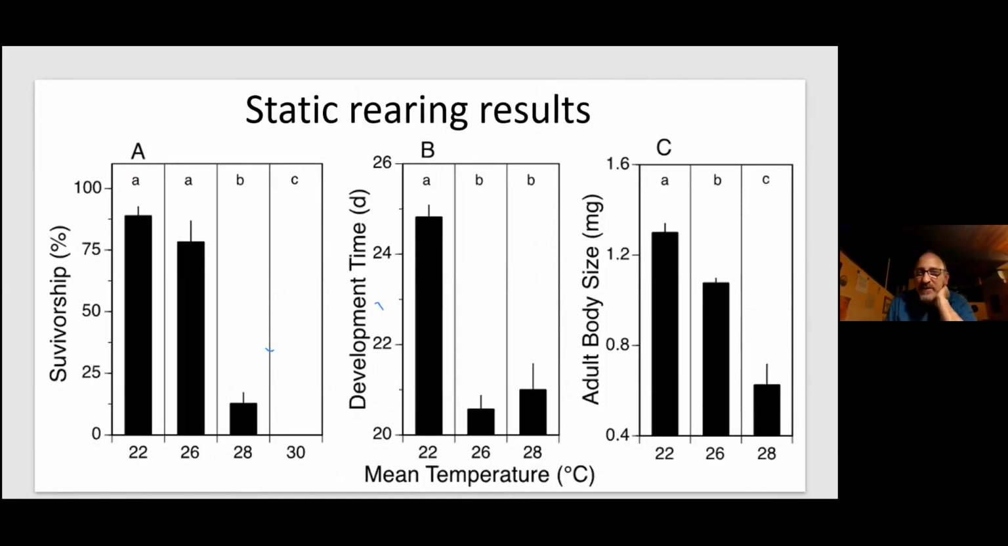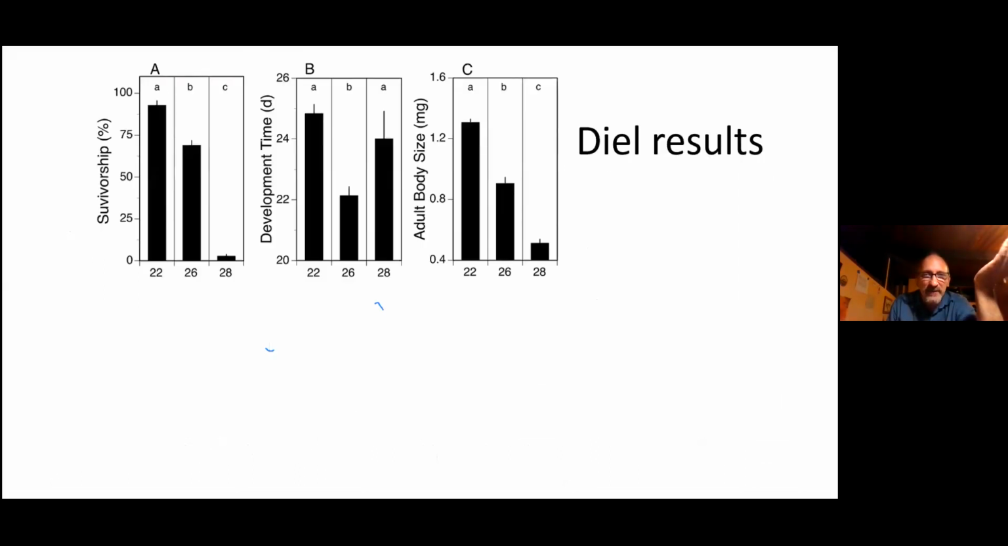So just to remind you, these are what the static rearing study showed. And this is the same data I showed you before, just in a bar graph form. Again, survivorship falling off a cliff between 26 and 28, development time dropping considerably, and then increasing again under serious thermal stress, and the very significant effect on adult body size with temperature. And this is what we see with the diel results. Same general patterns, but notice in the development time plot, for example, how much at 28 that diel regime sort of influences that. And we see this similar pattern with body size.